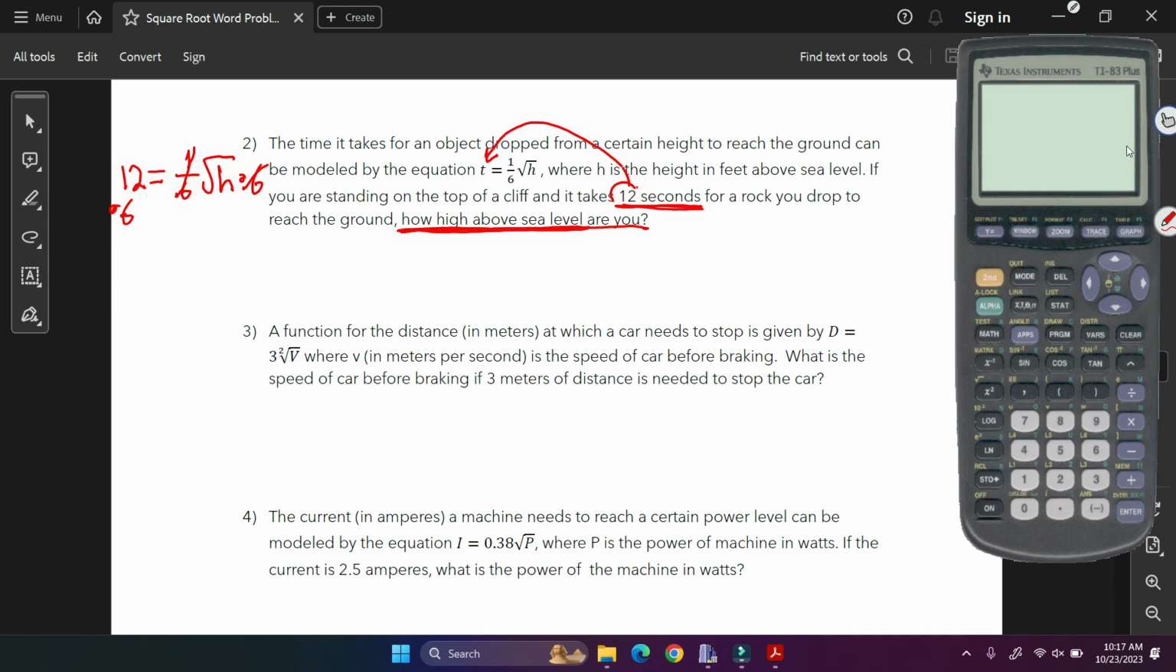Okay. 6 times 12 is 72, so I get 72 is equal to the square root of h. And now all I need to do is square each side to get h by itself. So I'm going to square here, square here. On the right side, my root cancels with my square. And on the left side, I get 72 squared, which I can evaluate in my calculator.